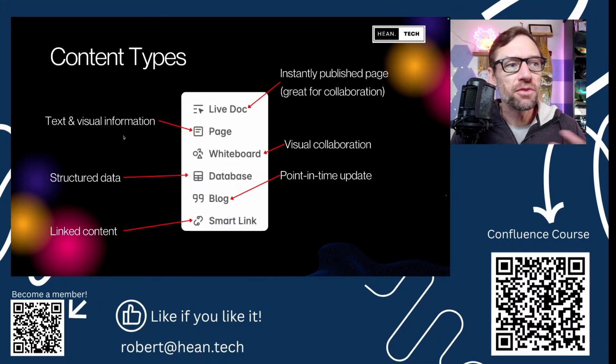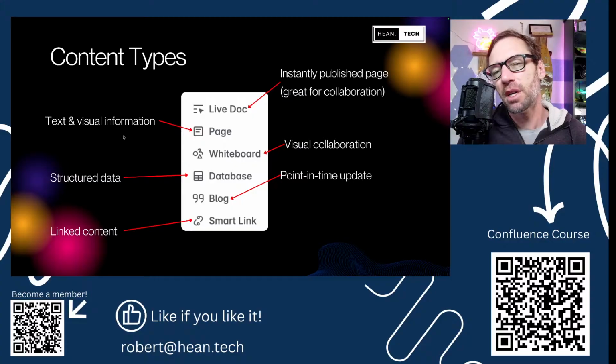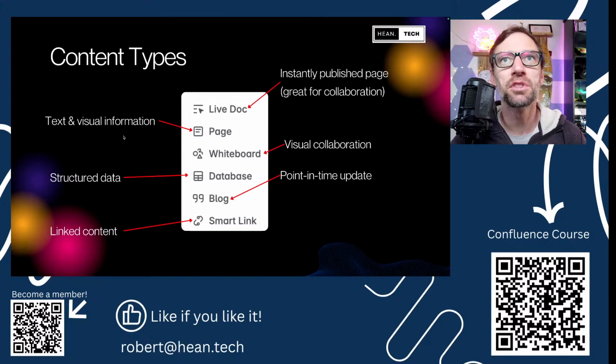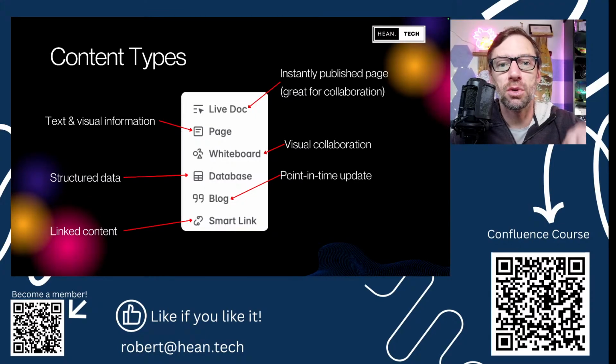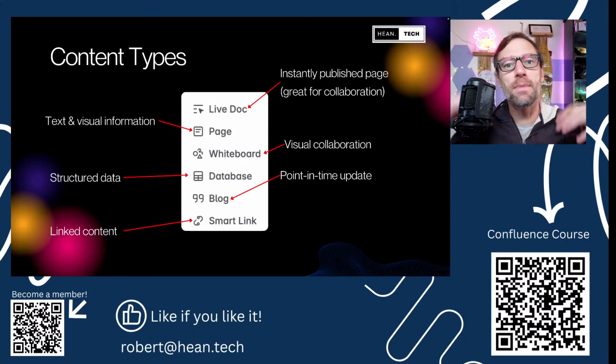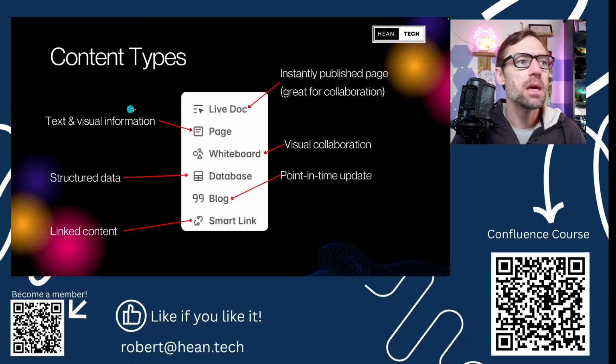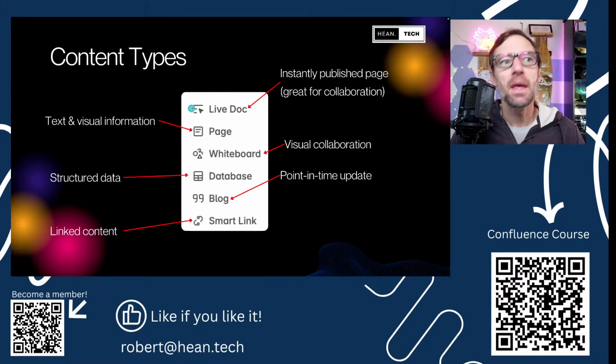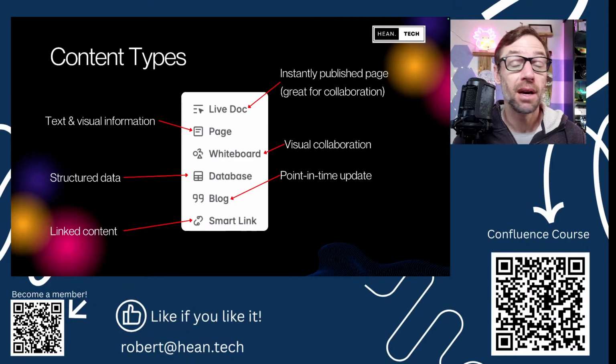Now, there's different types of content we can put in. And as a project manager, it's up to us to figure out what's the most appropriate type. Honestly, most of the time, it's going to be a page or a live doc. A page is what most people think of when they think of content in Confluence. It's like a Word doc or a Google doc where there's maybe images or maybe video and text that's formatted and displayed in a certain way. A live doc is very similar. It is instantly published. So if you're all collaborating together, you can just type. A page, on the other hand, is effectively hidden until you hit publish.